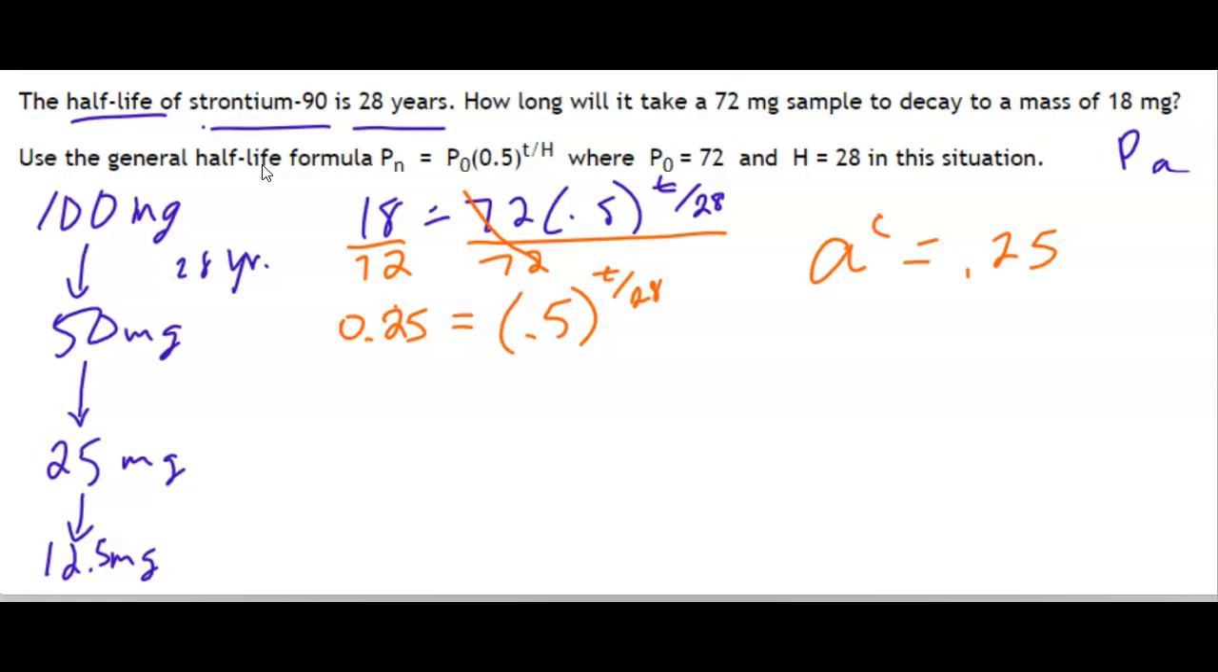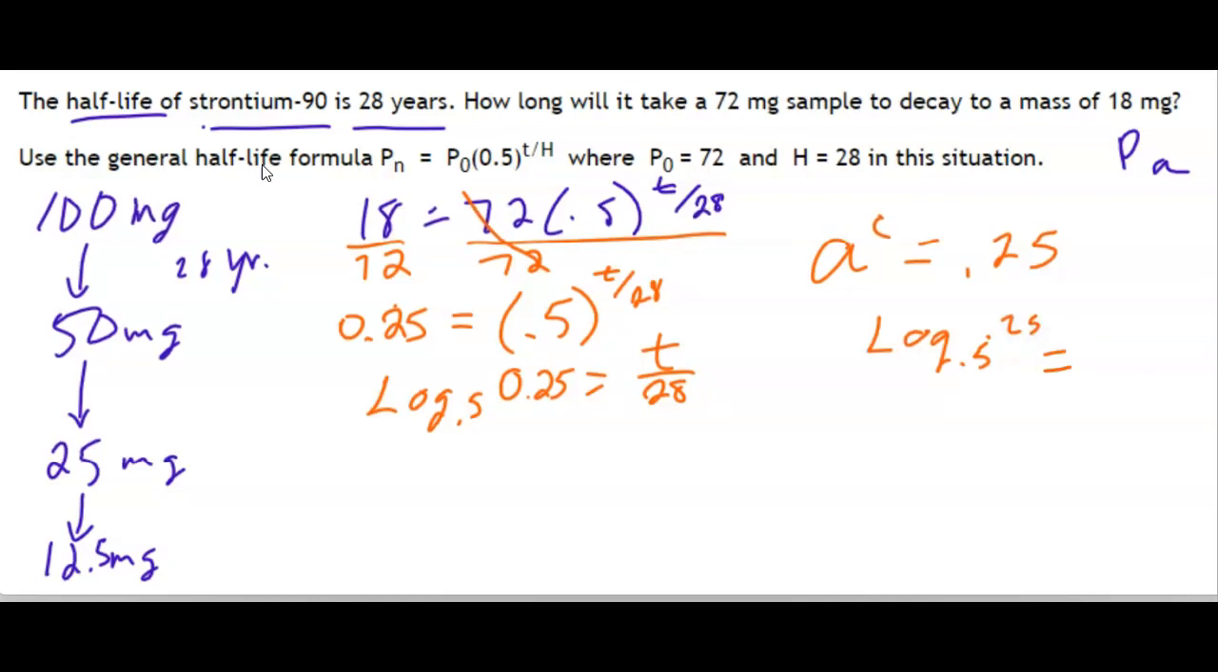So let's go ahead and clear that up a bit. To solve for this, we want to use logarithms. And remember, the base of the power becomes the base of the logarithm. So that means we'll get the log base 0.5 of 0.25 should be equal to the exponent, which is T over 28. So you can use the change of base formula to evaluate log base 0.5 of 0.25. Remember, to do that, you take the log of the argument, the 0.25. I'm going to take the natural log or the common log, it doesn't matter, as long as you're consistent. Natural log of 0.25 over the natural log of 0.5.